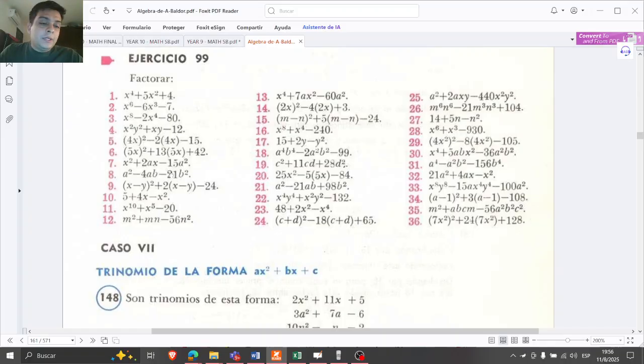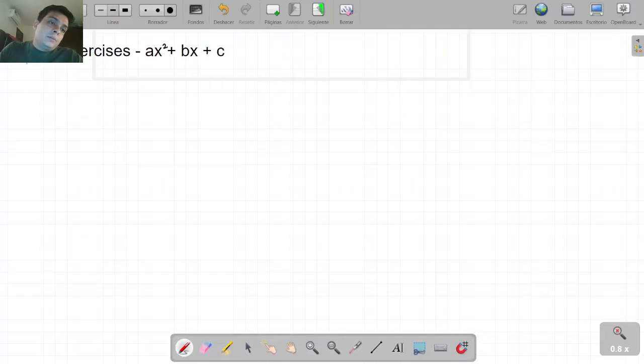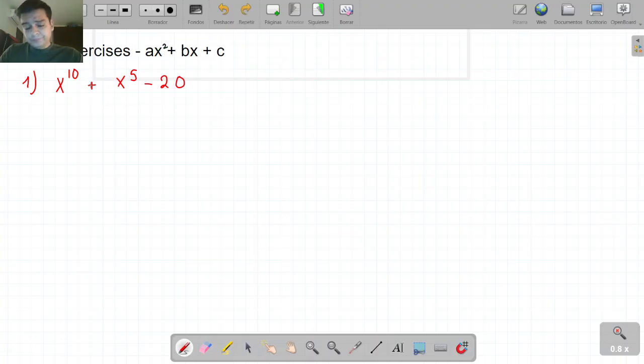something like 11. We have x, let's write x to the power of 10 plus 5 plus x to the power of 5 minus 20. Now, you may realize we don't have the square here, but we can write this like it has a square. Instead of writing x to the power of 10, we are going to write it as x to the power of 5 to the power of 2. Now it's the same. Plus x to the power of 5 minus 20.